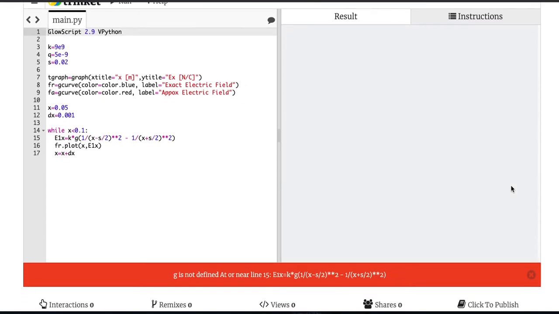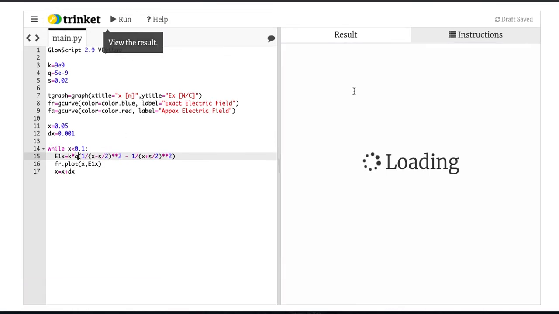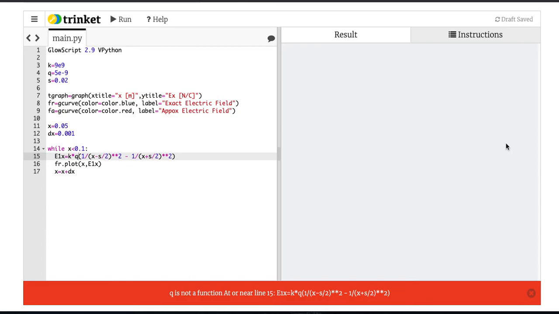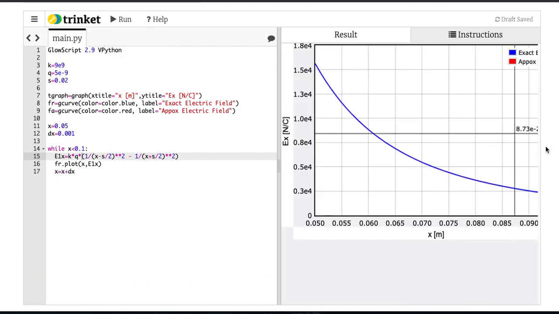There's an error. G is not defined. Oh, G. Ha. Q is not a function at or near, oh, q times. Okay, there we go. That looks good. Okay, that's the exact value.